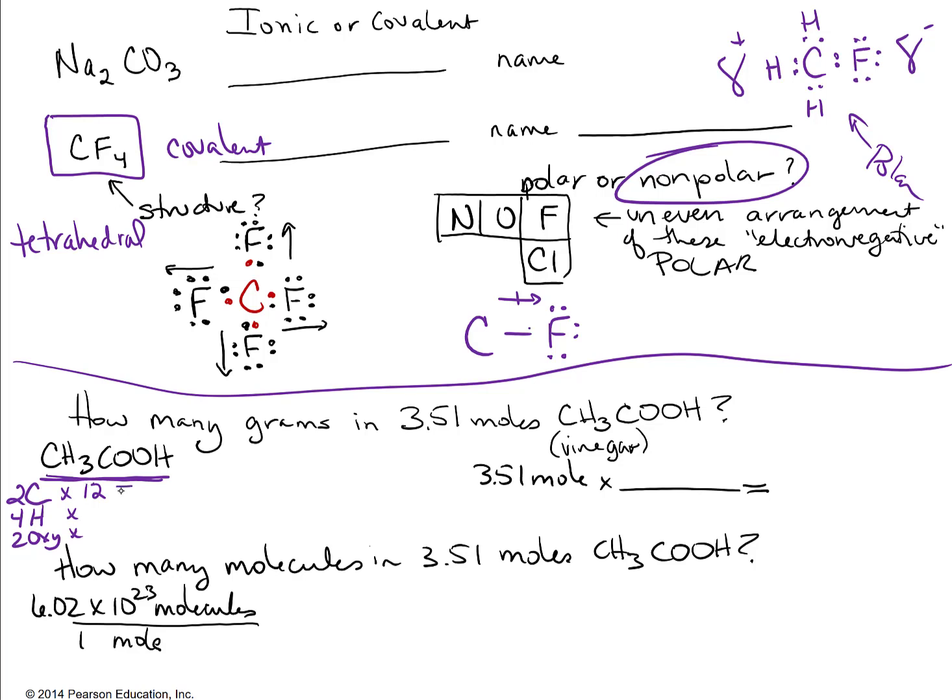So each carbon weighs 12, so that's 24. Each hydrogen weighs 1, so that's 4. And each oxygen weighs 16, so times 2 gives us 32. Add those up. So there is 60 grams in 1 mole. So just take the periodic table, always take the mass, round to the nearest whole number, add those up. So there's 60 grams in 1 mole.